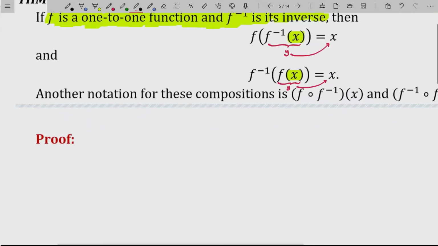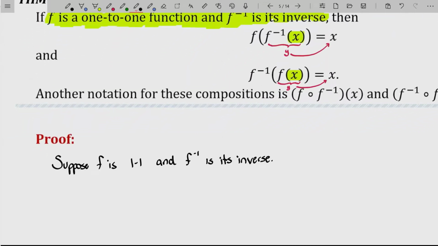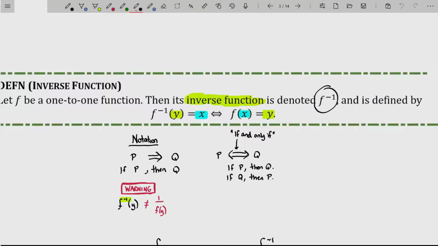Let me zoom in. And notice the notation I'm using here. It's very common just to shorthand the words one-to-one with 1-1. That's all. The next thing you're going to do in any proof is rely upon definitions and theorems. And being able to assume that f is 1-to-1 and f inverse is its inverse, we can say the following just from the definition. In fact, I'll hop back and show the definition.